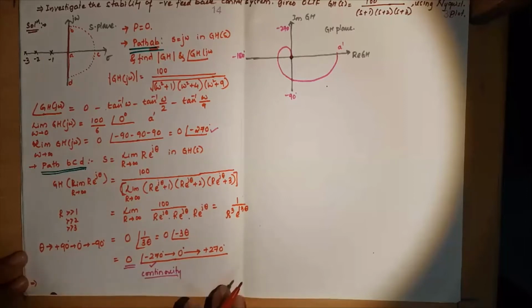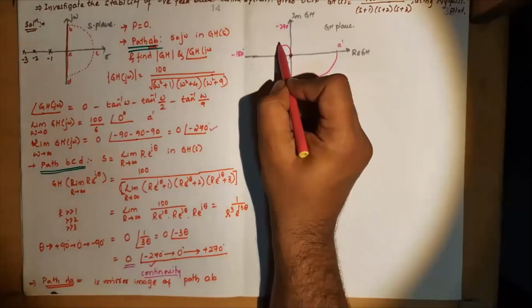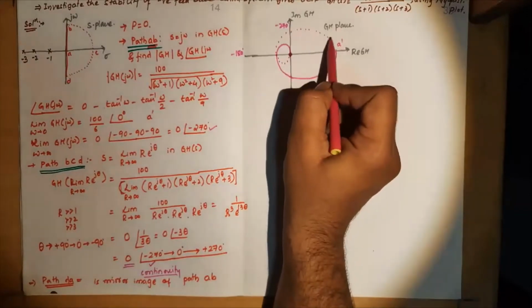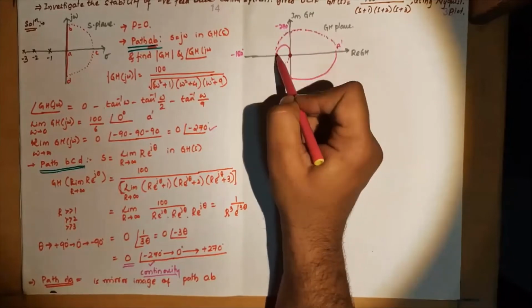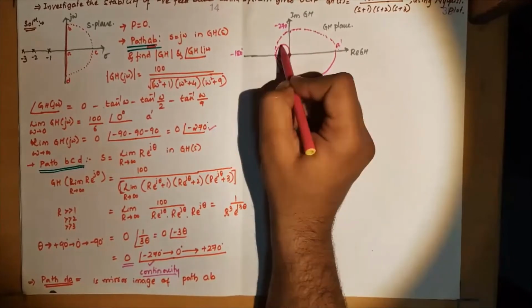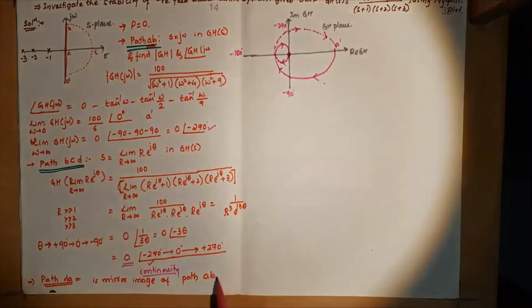Then path DA is very much similar to path AB. So we write a comment saying it is a mirror image of path AB. Therefore, directly draw the mirror image of the existing plot. Okay. So A dash to B dash, B dash to BCD dash, then D dash to A dash. Fine. So this is the Nyquist plot.